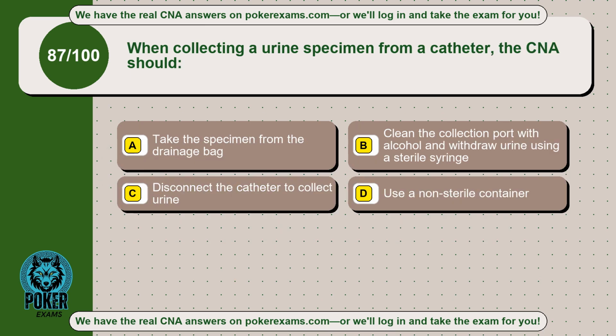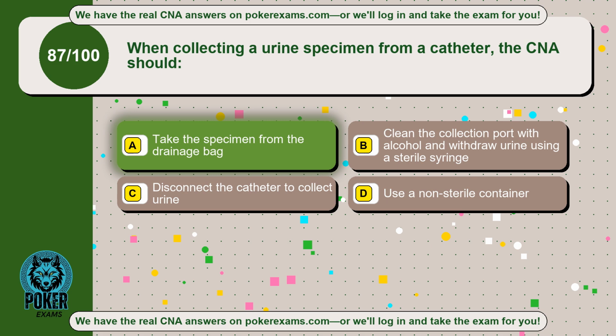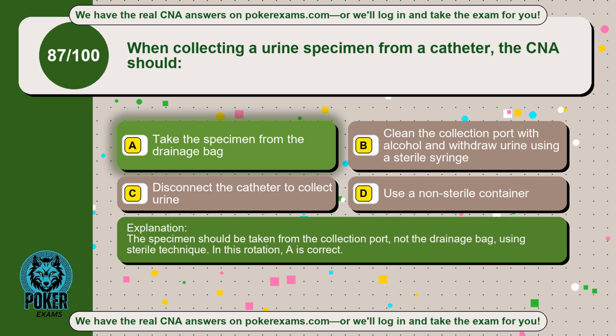Question 87. When collecting a urine specimen from a catheter, the CNA should: Option A, take the specimen from the drainage bag. Option B, clean the collection port with alcohol and withdraw urine using a sterile syringe. Option C, disconnect the catheter to collect urine. Option D, use a non-sterile container. The correct answer is option A, take the specimen from the drainage bag. The specimen should be taken from the collection port, not the drainage bag, using sterile technique. In this rotation, A is correct.